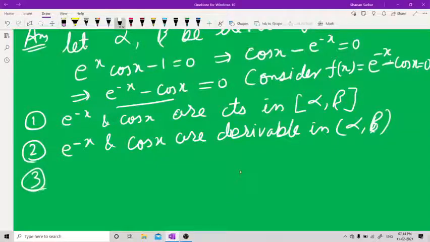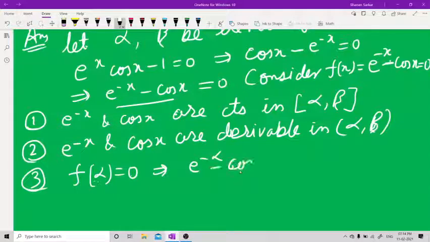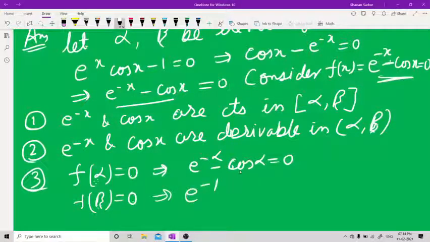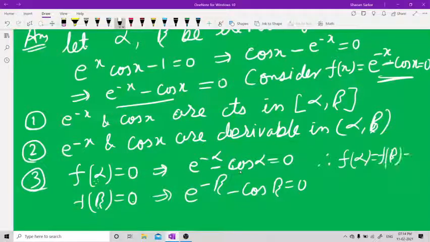Third, now f of alpha is 0. Why? Because alpha is a root. That means, look here, e to the power of minus alpha minus cos alpha is equal to 0. This is done. Similarly, f of beta is equal to 0. Why? Because beta is also a root, alpha is also a root. So from here, e to the power of minus beta minus cos beta is equal to 0. So the third condition of Rolle's: f alpha and f beta are equal.